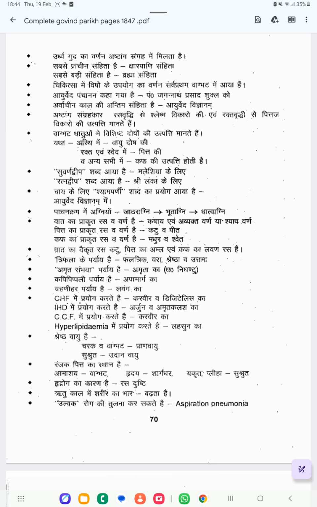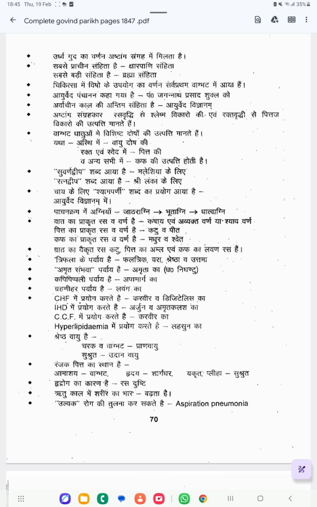Okay, then synonyms of Triphala. Phalatrika, Vara, Shreshtha, Uttama, these are all synonyms of Triphala. So don't get confused. Especially Vara, we often get this term. Vara is always indicating Triphala.